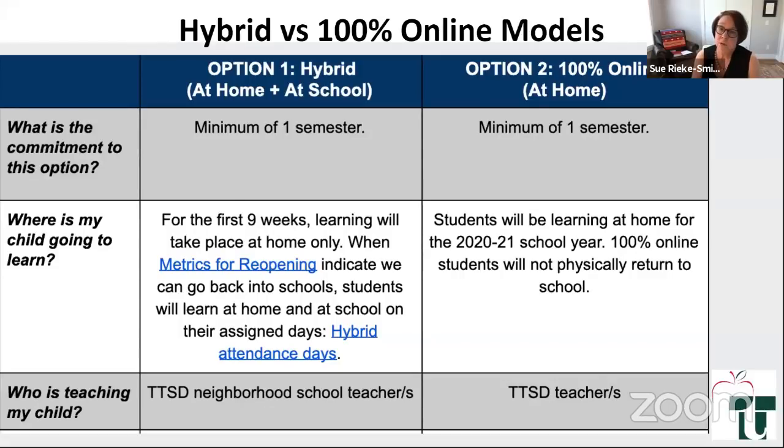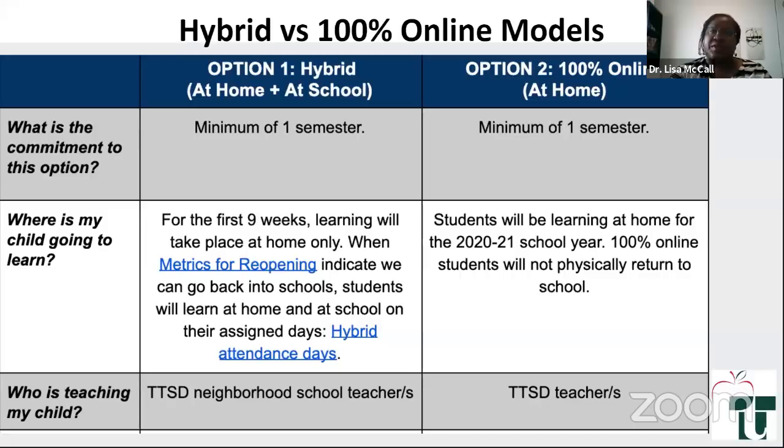So as a parent, I'd like to know, where is my child going to learn? During the first 9 weeks, everyone will be learning at home online. And we'll be talking about that in a moment around the metrics that we received from Oregon Health Authority that guide that decision. So if you are hybrid, you will start in the hybrid online portion of that option. If you are 100% online at home, students will be learning all year, but you will also obviously be online starting both models starting September 14th, which is the first day of school.